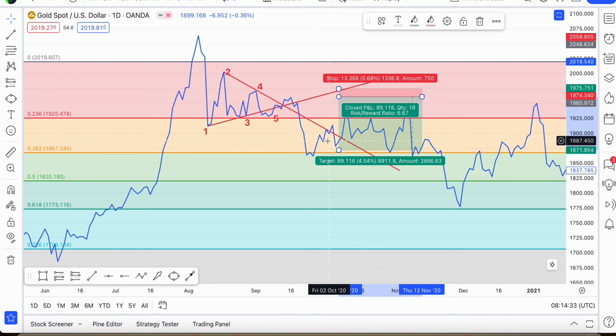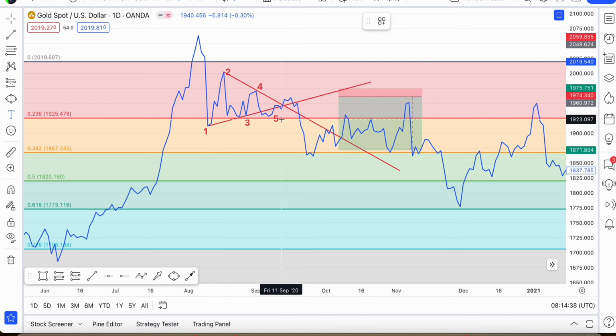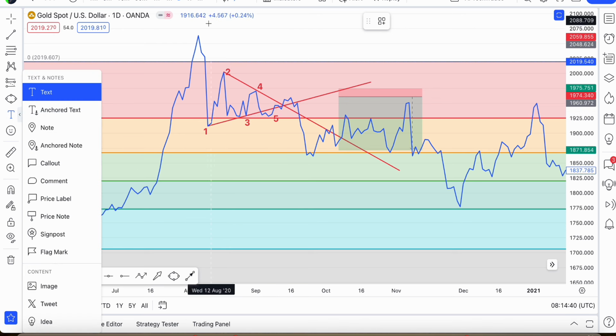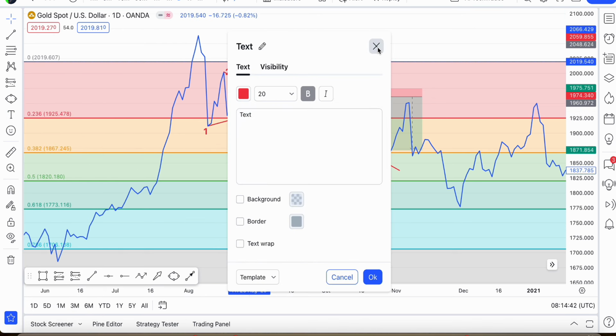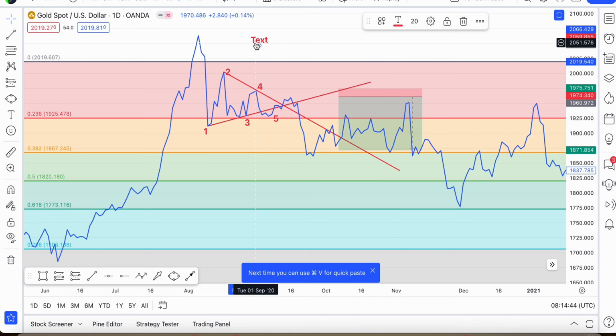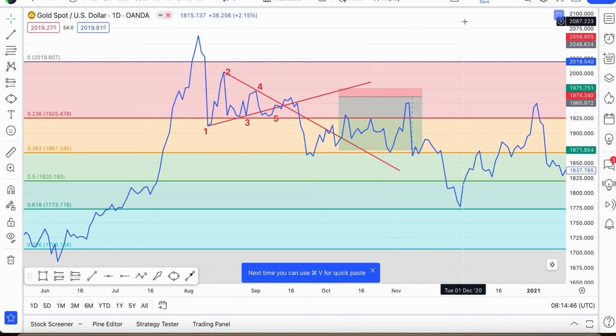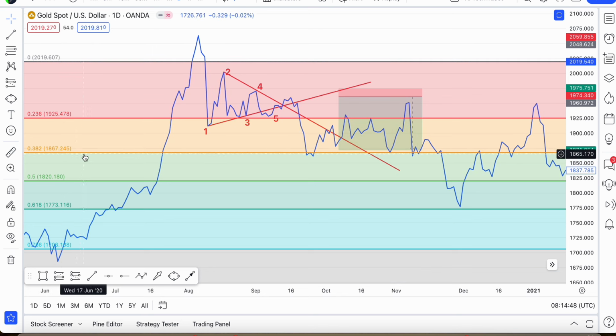This is your first take profit. Take note of that. First take profit. Okay, no need to put a comment on that. First take profit would actually happen at the next Fibonacci level.